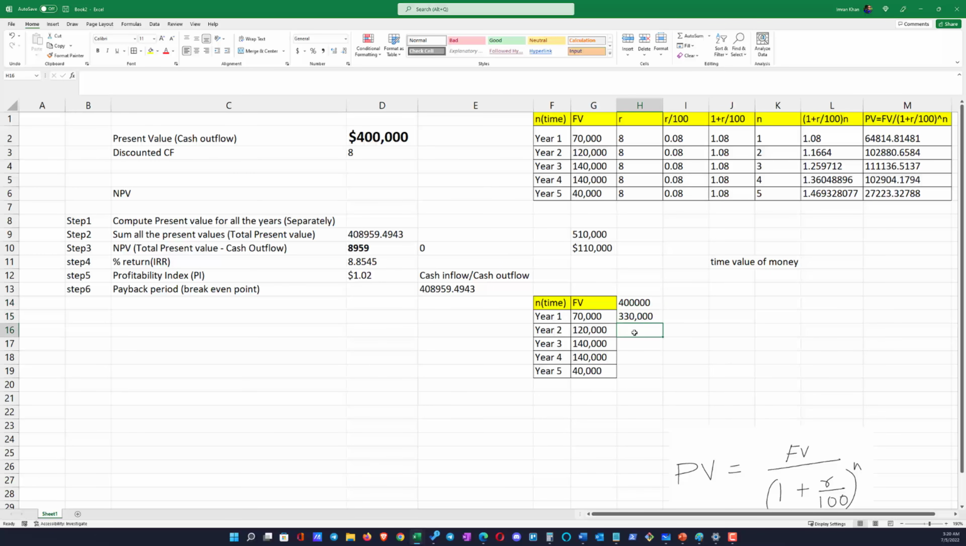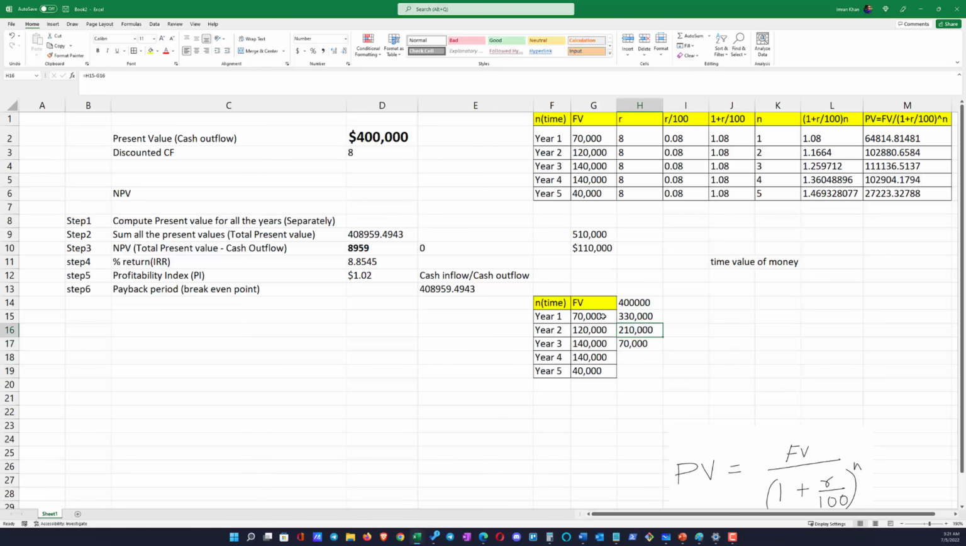Okay. So in year two, how much are we getting back? $120,000. So let's remove that from $330,000. So that will give an amount of $210,000. So after year two, we still have to recover $210,000. Okay, so let's go back to year three. Let me just remove $140,000 again.